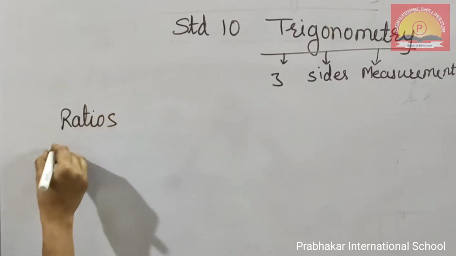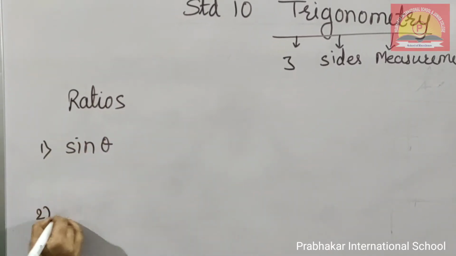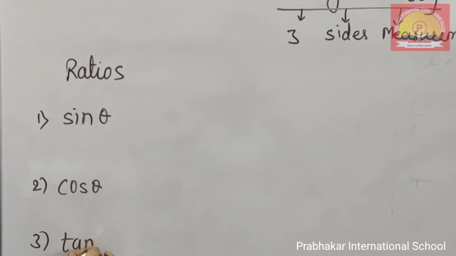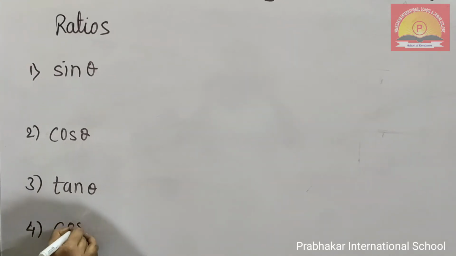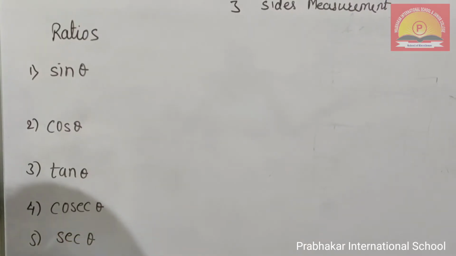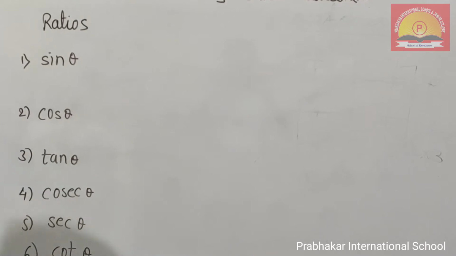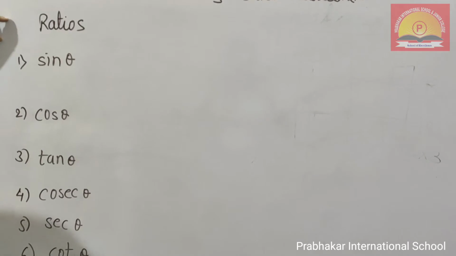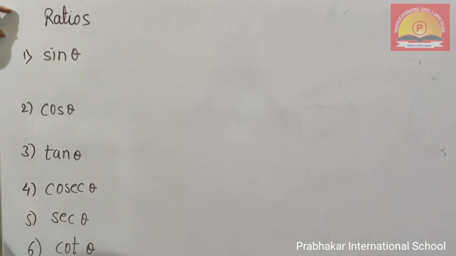Now we will understand 6 ratios of trigonometry. So there are 6 ratios: sin theta, cos theta, tan theta, cosec theta, sec theta, and the sixth one is cot theta. Whenever we are finding the ratios, remember that in trigonometry we are using a right angle triangle. It must be a right angle triangle.